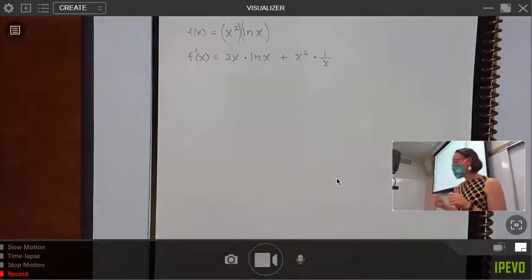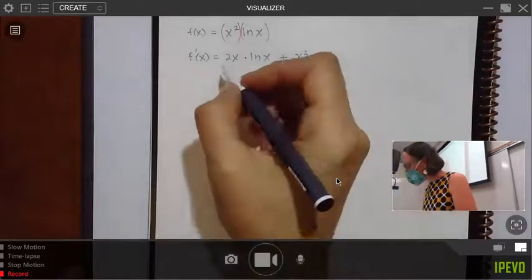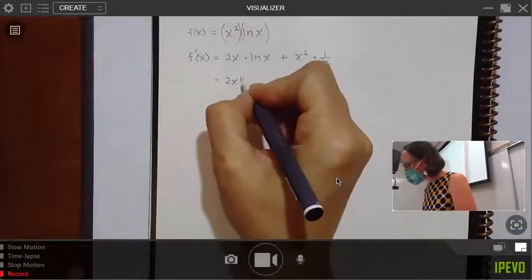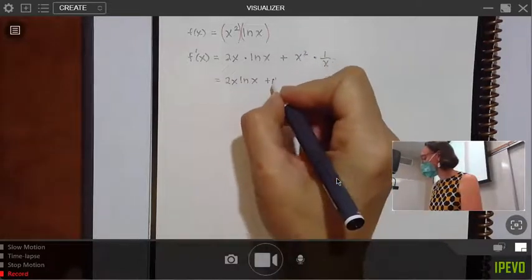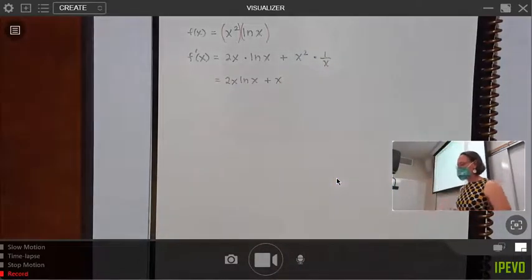Now there are options for how we can deal with this. We can probably just leave it alone, but if I wanted to clean this up just a little bit, I could take that x squared times 1 over x and just write that as x.